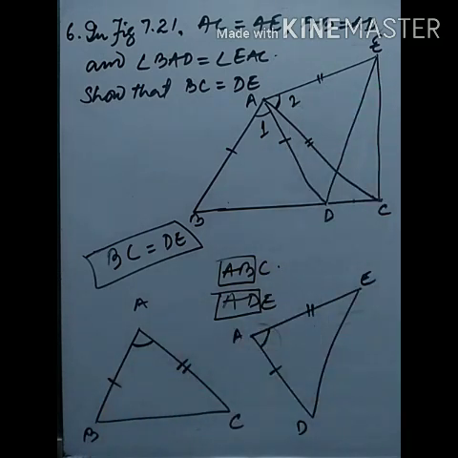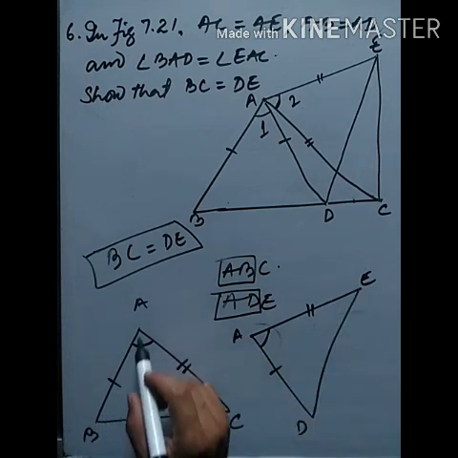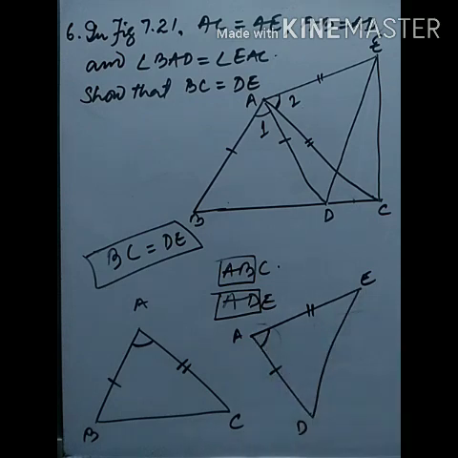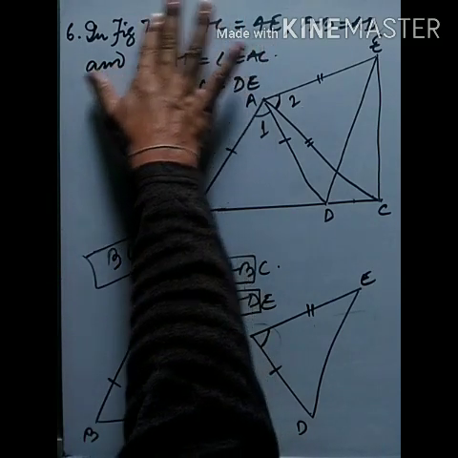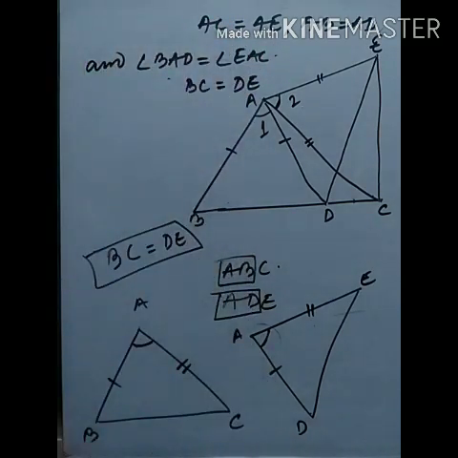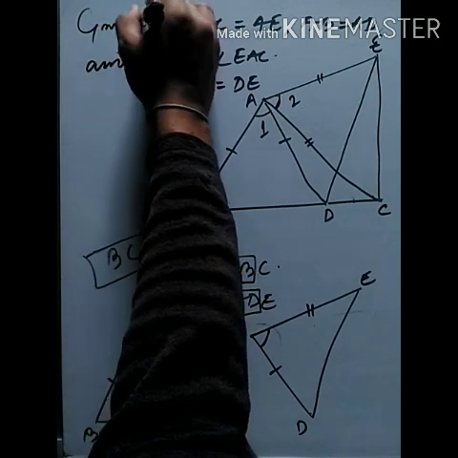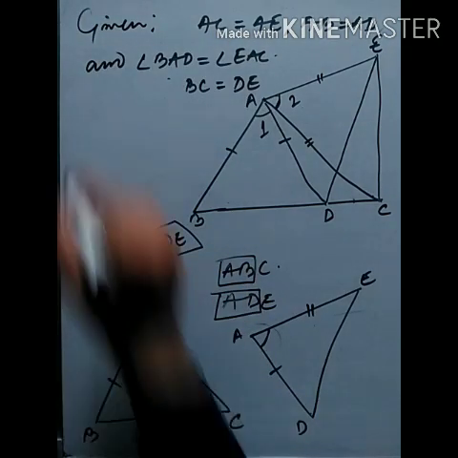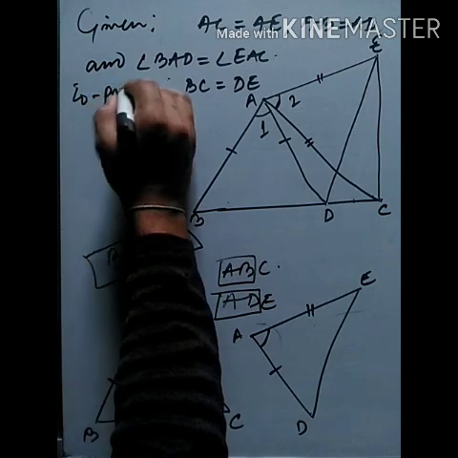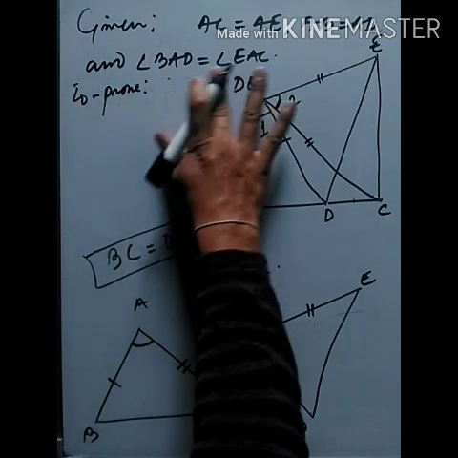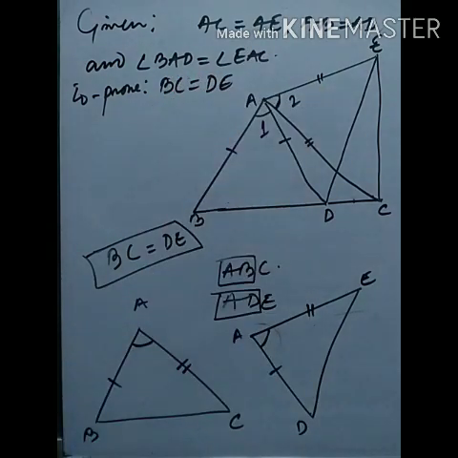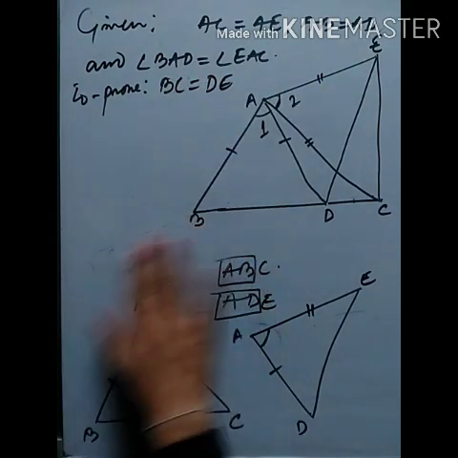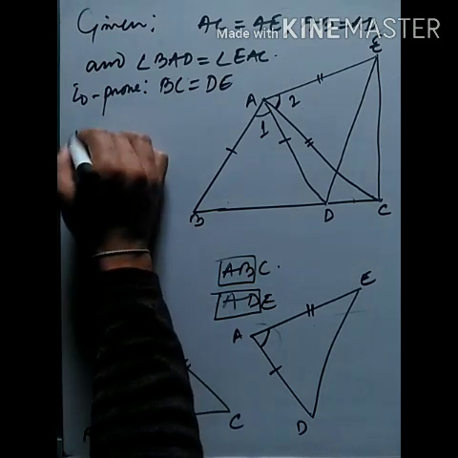Let us prove that angle BAC equal to angle DAE. Okay, let's see how we are going to prove. So let me just write here, this is your given. Okay, given, and next to prove BC equal to DE. BC equal to DE. Okay, so I'll start the proof here. Proof.